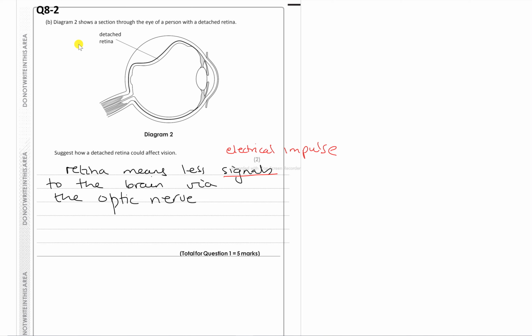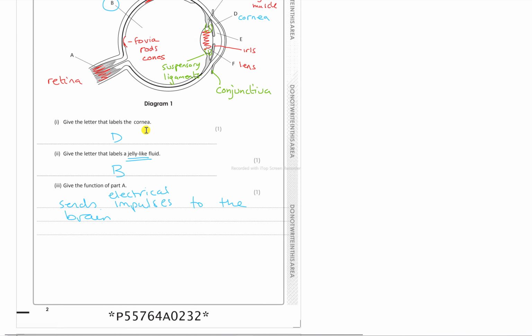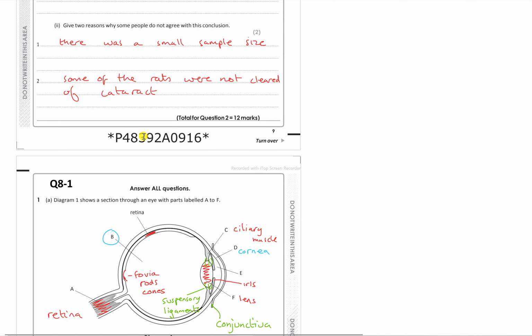Right, and what will that lead to? Poor vision. So poor vision will get you your first mark. So you'll end up with poor vision, not a clear image. Why? Because there's less signals or impulses to the brain via the optic nerve. Right, that's fine, we've done that. That's the eye done.